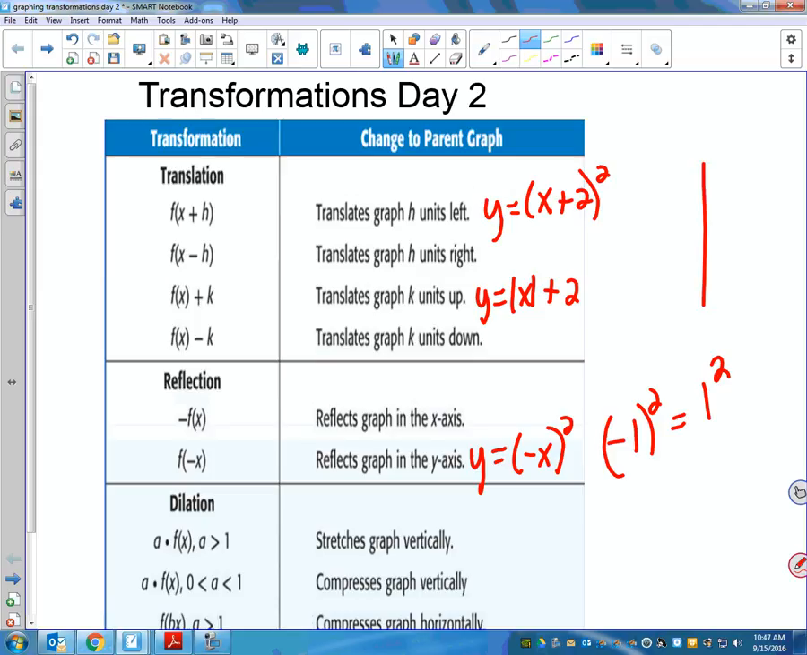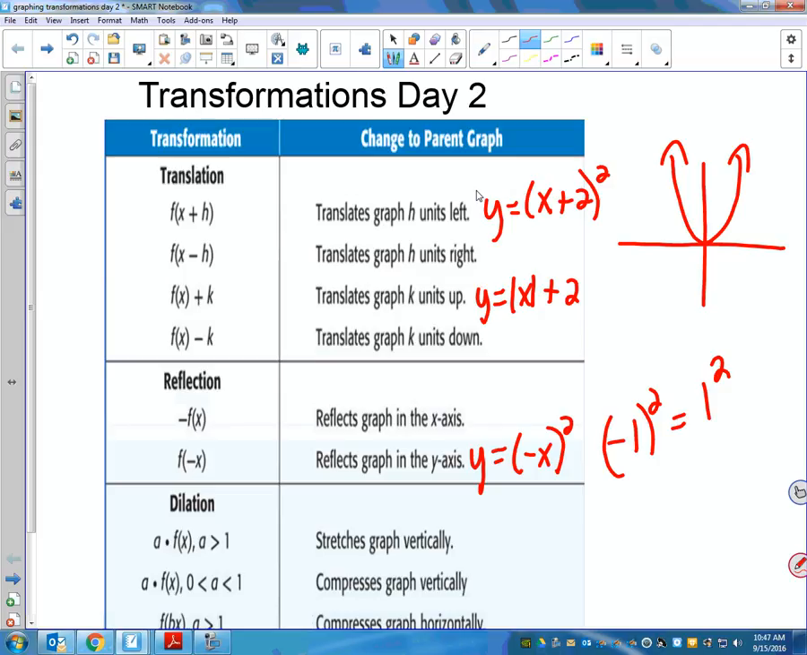If I had a graph like this and I flip it over the y-axis, does it look exactly the same? This side goes over here, this side goes over here. So that's the reason I didn't give you any like that on your packet yesterday, because it looks exactly the same.